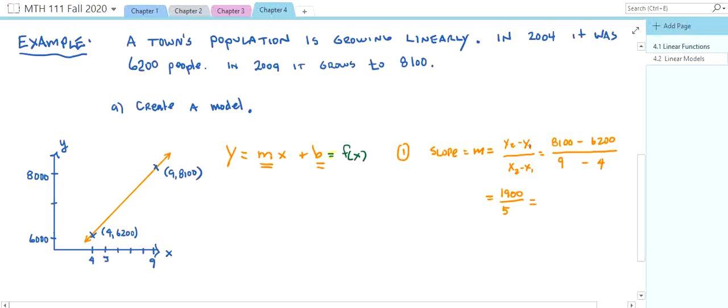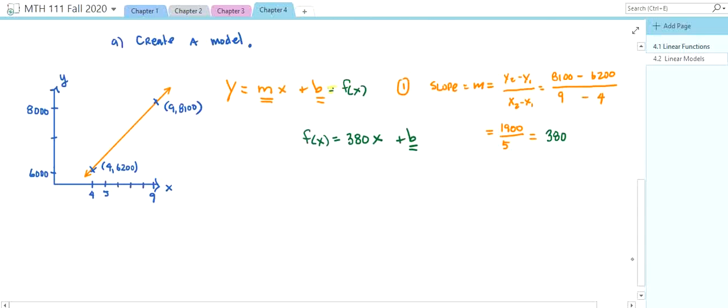M equals y2 minus y1 over x2 minus x1 equals 8,100 minus 6,200 divided by 9 minus 4, which is 1,900 over 5, which is 380. So our function equals 380x plus b. Well, we're still missing this b. So now we have to figure out b.